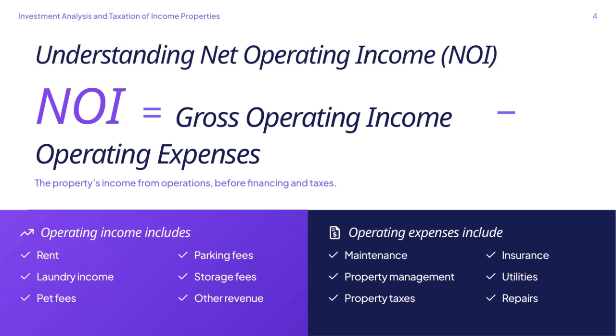On the flip side, we have operating expenses, which are the costs associated with running and maintaining the property. These include maintenance, insurance, property management fees, utilities, property taxes, and repairs. NOI is calculated by taking the gross operating income and subtracting all these operating expenses. Essentially, it represents a property's income from its core operations before accounting for financing costs and taxes. Understanding NOI is fundamental because it helps investors assess the profitability and potential return of an income property.